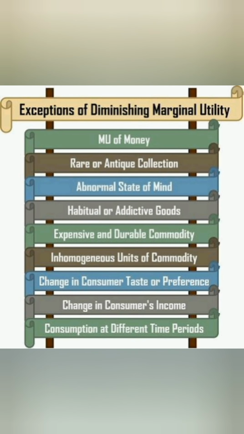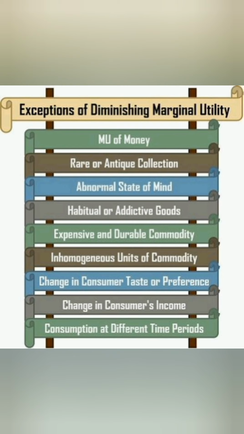Now let us move on to the exceptions to the law of diminishing marginal utility. The law of diminishing marginal utility does not hold good under the following conditions. First is the marginal utility of money, which never decreases. As a person has more and more money, he gets more and more satisfaction. Second, in the case of rare or antique collections, the law does not apply. The law of diminishing marginal utility does not apply to a person with an abnormal state of mind.